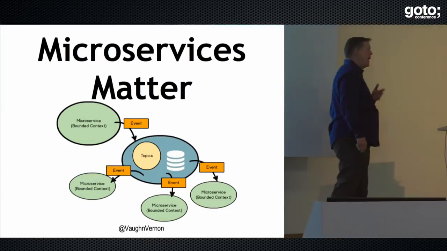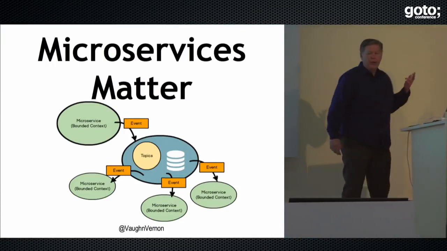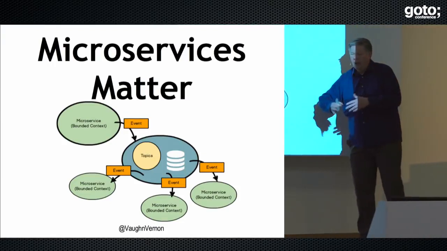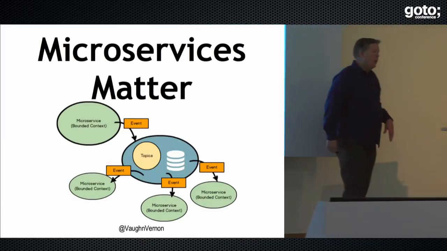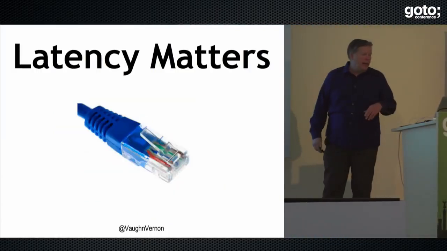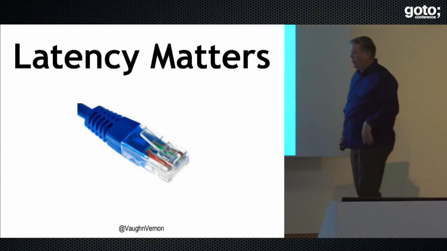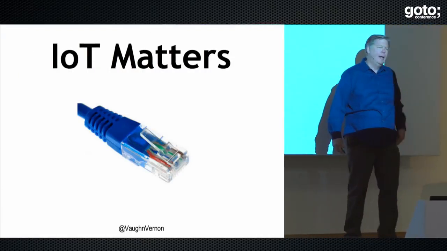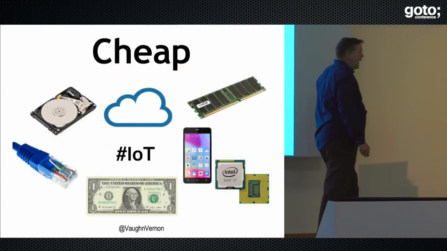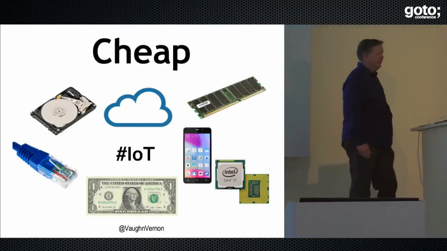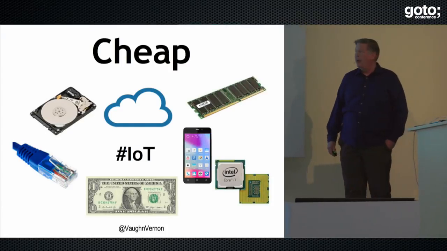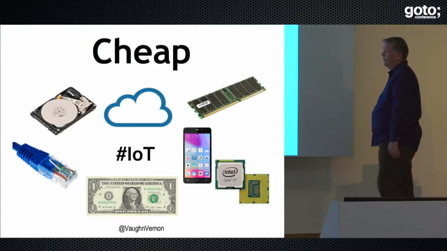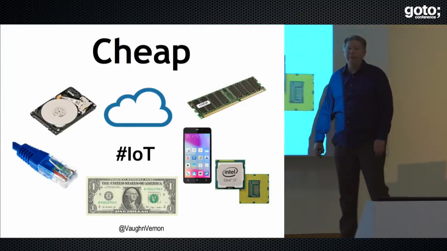Microservices matter. It matters to be able to change your cadence on any given microservice, or the rate of change or the scalability. Latency matters because networks are everywhere. And not only networks, but networks of things, right? Internet of things. And all of these things are cheap, and therefore, they're happening. They're a fact.